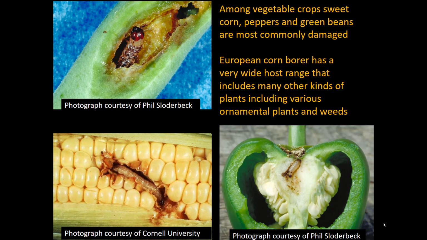Among the vegetable crops that you might see this insect in, green beans, getting in the pods, sweet corn, that's probably the number one, peppers, as I've mentioned. It's also in all sorts of other plants, including various ornamental plants, geraniums you might see it in, or even small seedling trees, they sometimes come in, and many common weeds, particularly ones that have got a good stalk, say something like ragweed. That's a common weedy host of this insect.